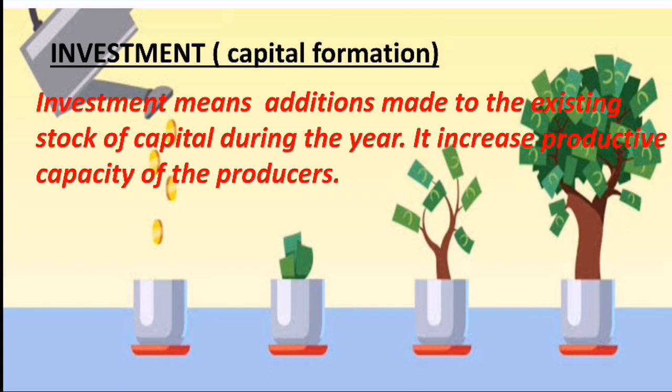The next concept that we have to do is investment. Investment is also called capital formation. Now, what is this? Suppose I am a firm owner and I buy some machines so that the productivity of laborers can increase. So, what is it called? It is called investment, because I am doing some act by which the returns in the future can increase. So, investment means addition made to the existing stock of capital during the year. It increases the productive capacity of the producers.